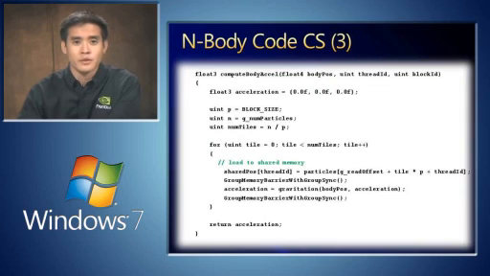This function here, compute body acceleration, computes the acceleration of the body with position myPos caused by the gravitational attraction of all other bodies in the simulation. As you can see, it loads in a tile of data into shared memory and calls the gravitation function in order to compute the interaction between the other elements inside the shared memory tile.